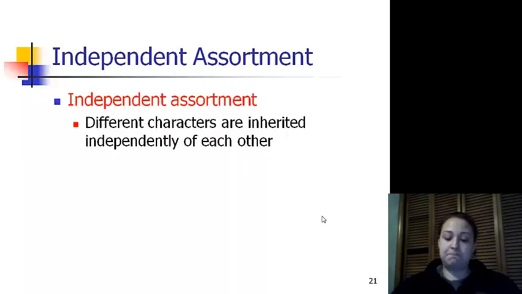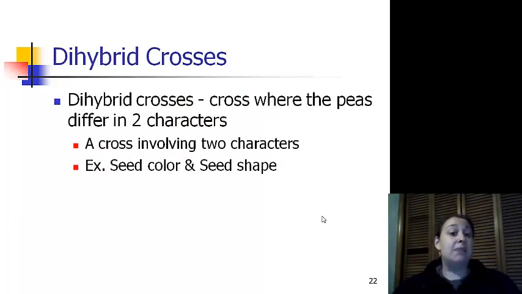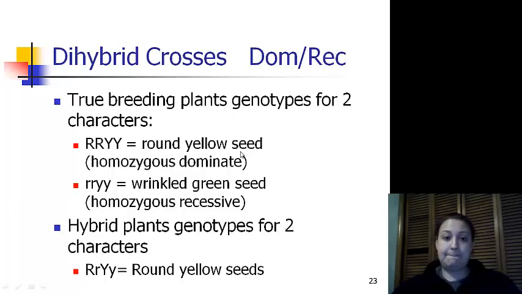So when we talk about dihybrid crosses, we need to remember independent assortment. It's that different characters are inherited independently of each other. So just because I have blonde hair does not mean I'll have blue eyes. So dihybrid crosses look at two characters, and we're going to look at seed color and seed shape today.